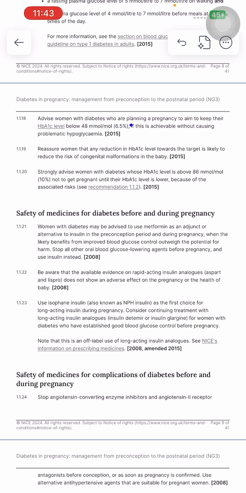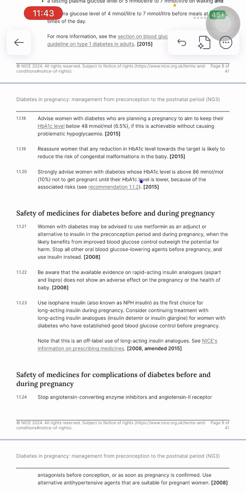Advise women with diabetes who are planning a pregnancy to aim for an HbA1c level below 48 millimole per mole. It should be less than 6.5% if it is achievable without causing problematic hypoglycemia. Reassure women that any reduction in HbA1c level toward the target is likely to reduce the risk of congenital malformation in the baby. So this one is also an SBA: how much HbA1c level you have to aim to maintain before planning a pregnancy. That would be 6.5% or 48 millimole per mole.